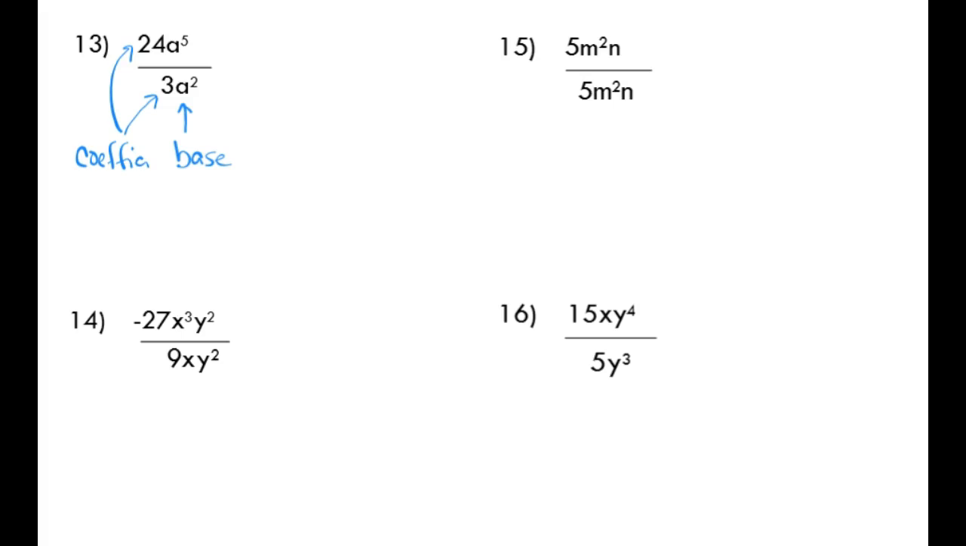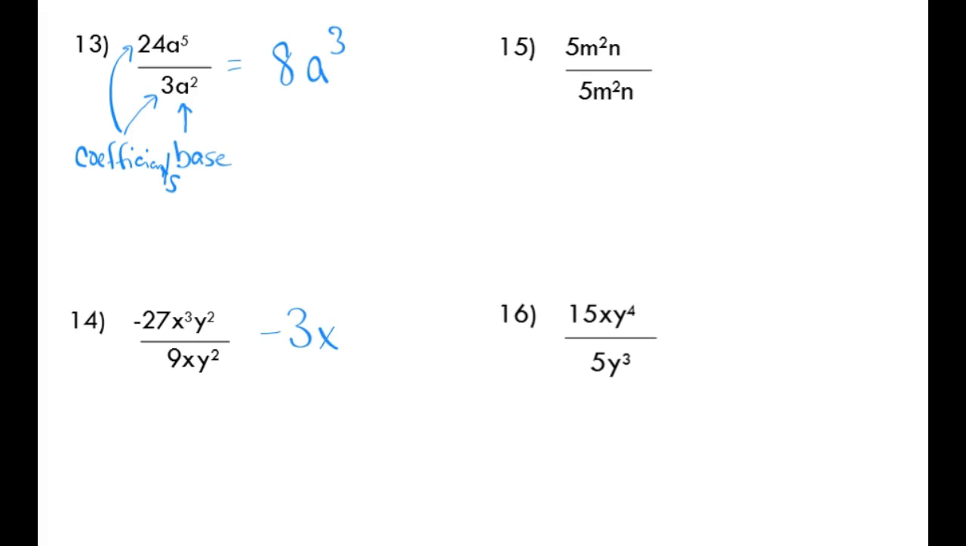The law said we had to divide those. So 24 divided by 3, that gives me 8. And then I keep the base, and then I subtract the exponents, and I get 3. So that's what you do when there's coefficients. You just divide those. So in 14, negative 27 divided by 9 is negative 3.